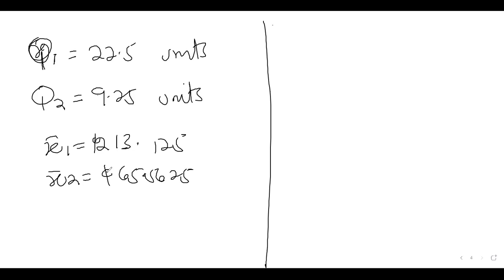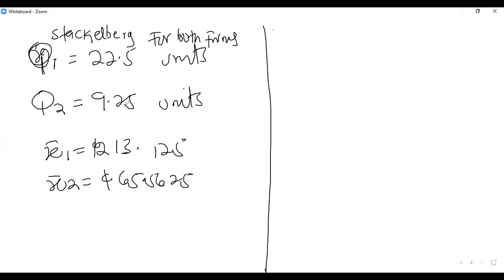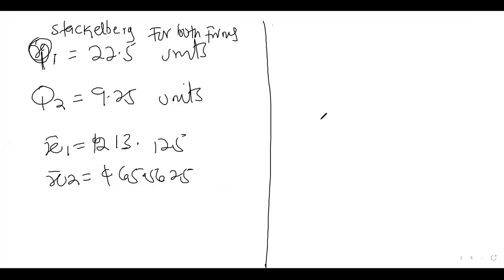So please do watch my videos on oligopoly, solving the output and then the profit. You'll get more knowledge there. Here I try to summarize it because it will make the calculations more cumbersome. Once you already know this from that video, you should be able to work it up to this point. So here, that is when both firms are choosing output based on Stackelberg. So Stackelberg for both firms. That was the requirement of the A. A says, what is the profit for each firm and the total industry profit if the fixed cost for firm 1 is 40 and that of firm 2 is 20? Once you add the profit for each of the firms, you get a total industry profit.